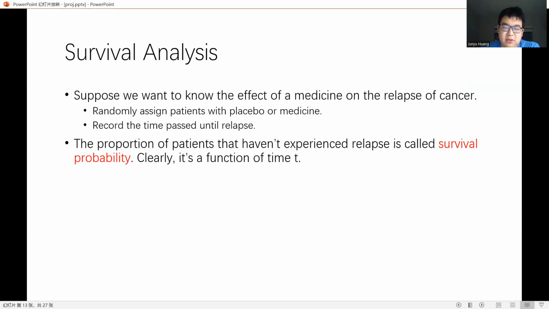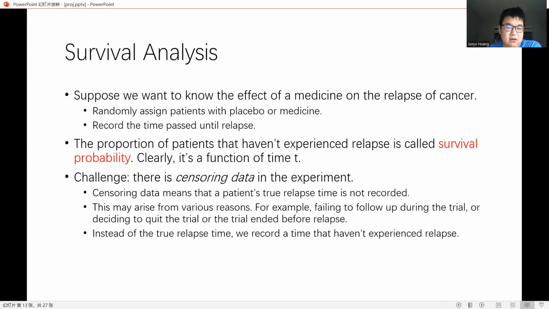The proportion of patients that haven't experienced the relapse is called the survival probability. Clearly, it's a function of time t. The biggest challenge in this trial is that there is censored data in the experiment. Censored data means that the patient's true relapse time is not recorded. This may arise from various reasons.